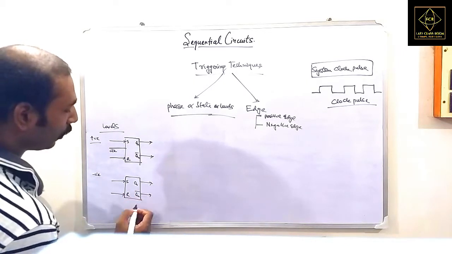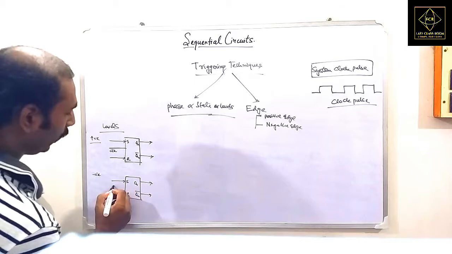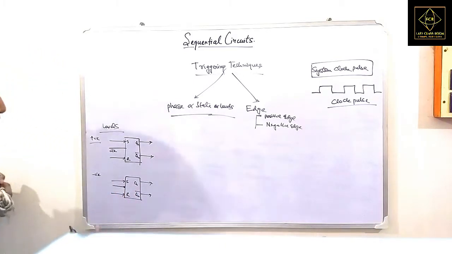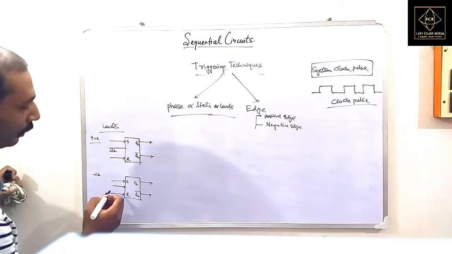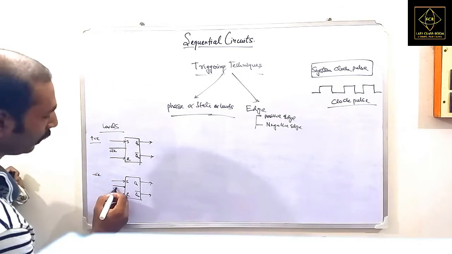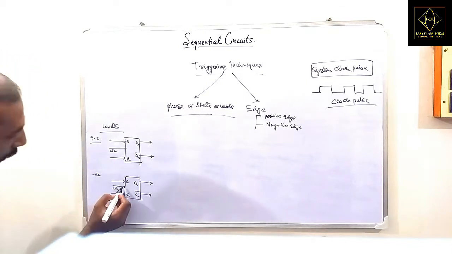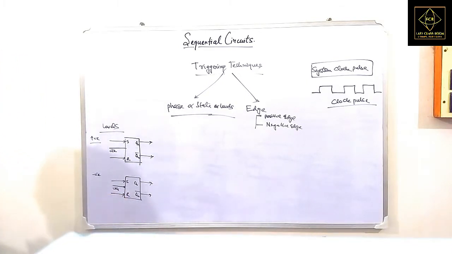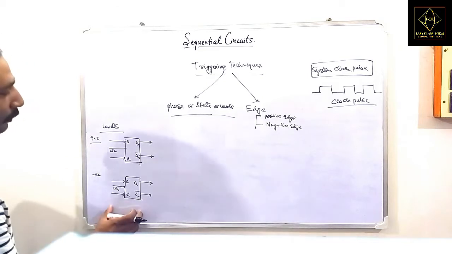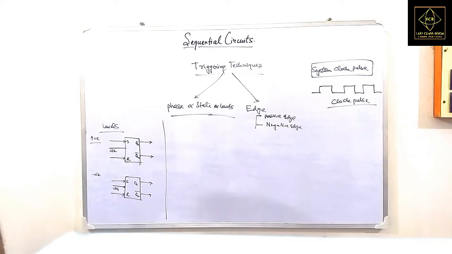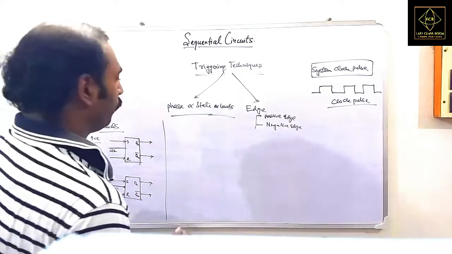So these are the outputs. And if we have a bubble over here, that is, we have not yet in our combinational circuit, so with just a bubble, we can say this is negative level triggered.